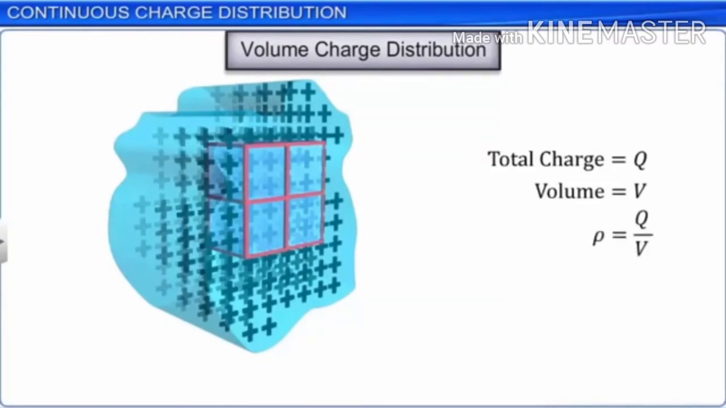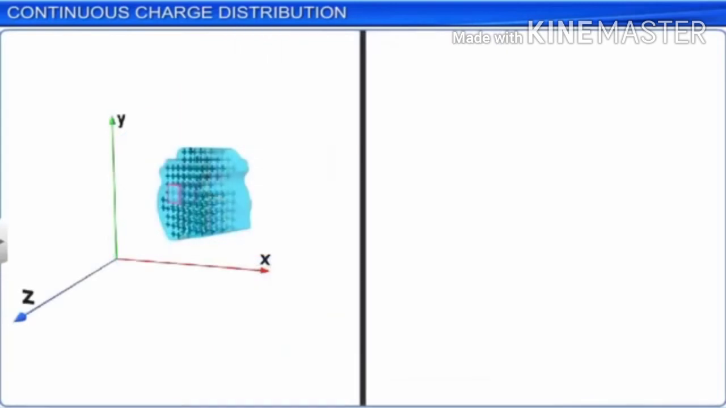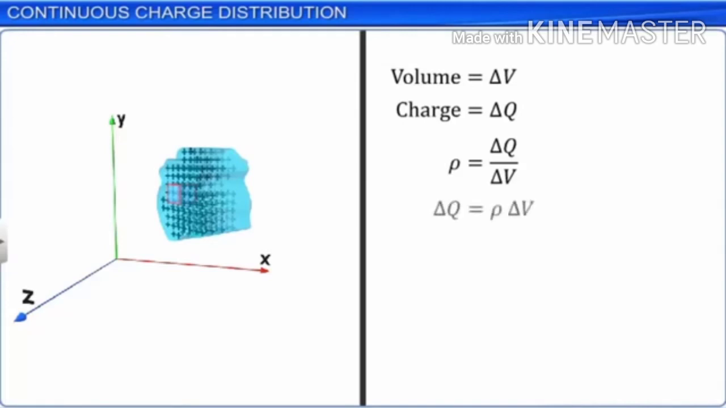Now consider the small volume element delta V of charge distribution carrying a charge delta Q. We know that the charge density ρ is equal to delta Q by delta V. Thus, charge on the volume element is then delta Q equal to ρ delta V. The position vector of the volume element delta V with respect to the origin O is R. Consider a point P in the electric field of the volume charge distribution, which is at a distance of r dash from the volume element delta V.